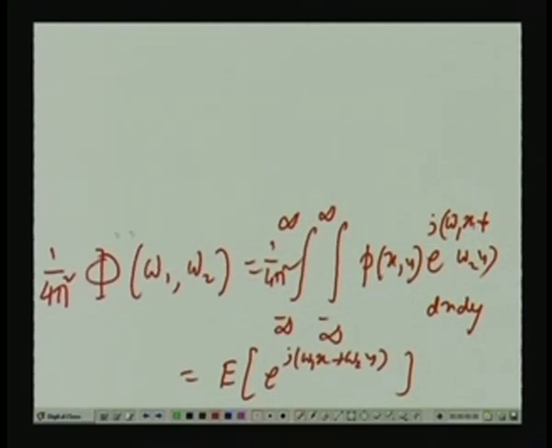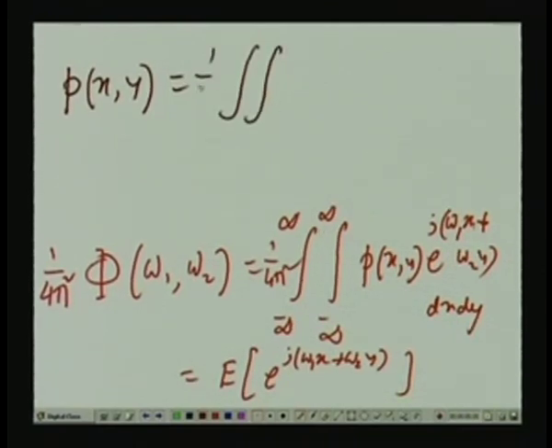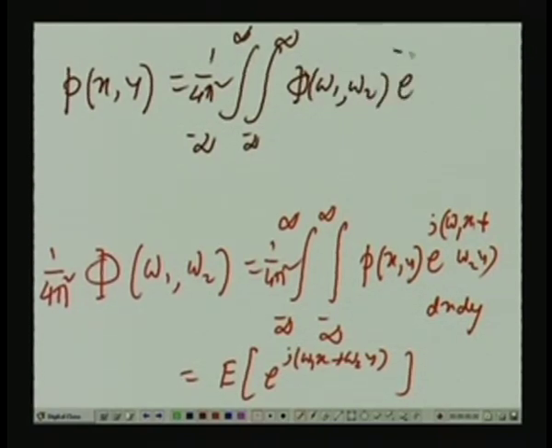If that be the case, then we know that p(x, y) also can be viewed as the direct Fourier transform of this quantity on the left, 1 by 4 pi square times phi of omega 1 omega 2. So this is the inverse formula, that given the joint characteristic function, now the minus sign will come, it is e to the power minus j (omega 1 x plus omega 2 y), but the integral will be with respect to omega 1 and omega 2.